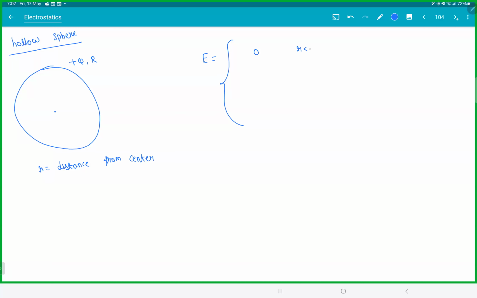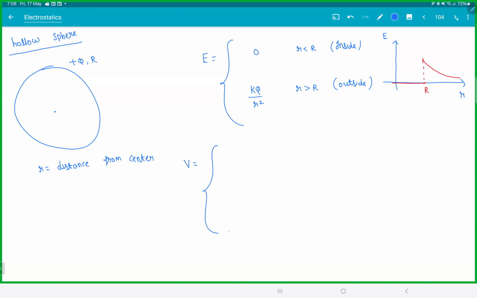0 for r less than R, basically inside. This we proved. And kq by small r square for r greater than R. This also you can prove, but Gauss law made it easier to prove. So if you see, the field outside behaves as if it is a point charge. If you plot the graph of E versus r, the field is 0 till capital R, and then it becomes a discontinuous function and decreases. So the field suddenly comes out of nowhere.